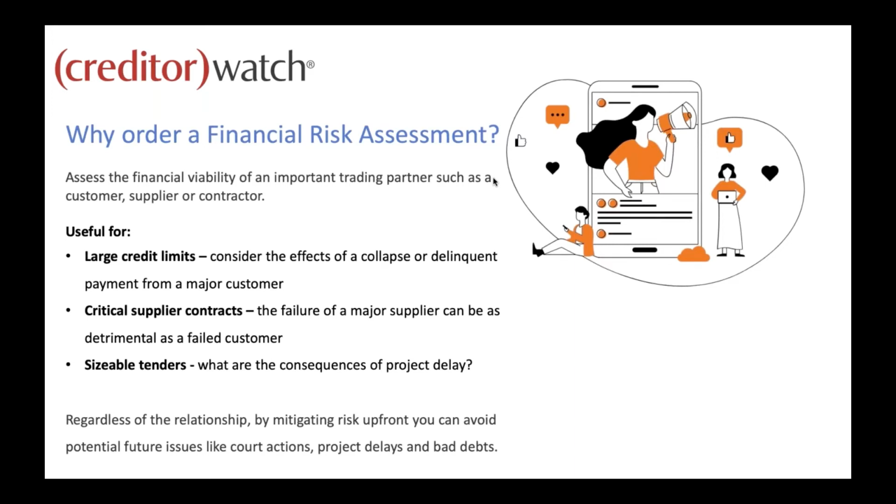Very important when you get to that tender process. It could mean the difference between awarding a tender or a new supplier contract to two totally different businesses. They both look like they provide similar services, similar level of quality and customer service, but it turns out that one of those organizations could be on the brink of failure, and the other one is actually improving year in, year out. So there's three different ways or reasons you would order a financial risk assessment.